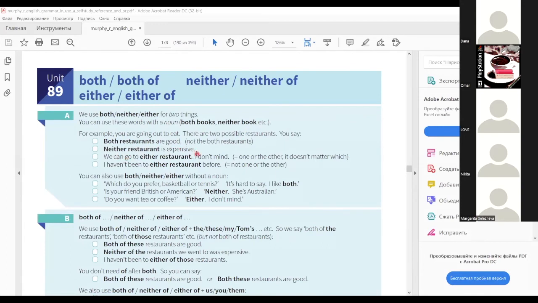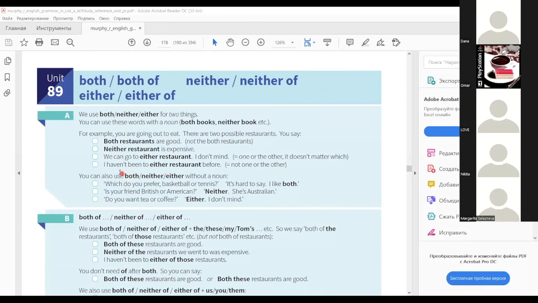Ни один из них недорогой. We can go to either restaurant. I don't mind. Мы можем пойти в любой. Я не возражаю. One or the other. It doesn't matter which. Or I haven't been to either restaurant before. Я ни в одном из них, получается, не был раньше. Но, несмотря на то, что у вас either это как бы положительное значение, один из. Помним, что в английском должно быть одно отрицание. Поэтому если у вас I haven't been, то уже будет to either restaurant before.